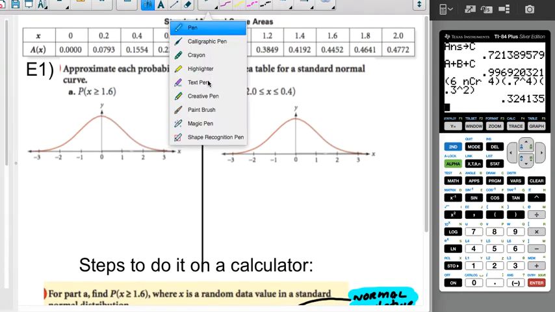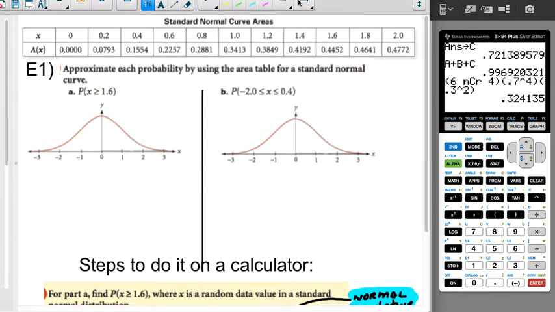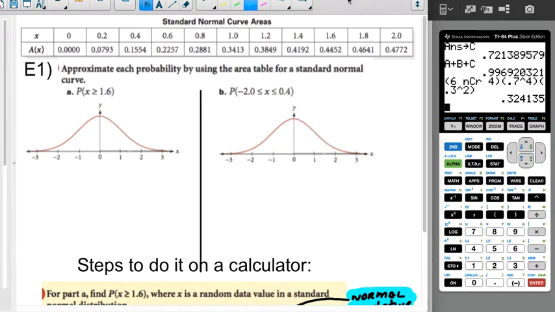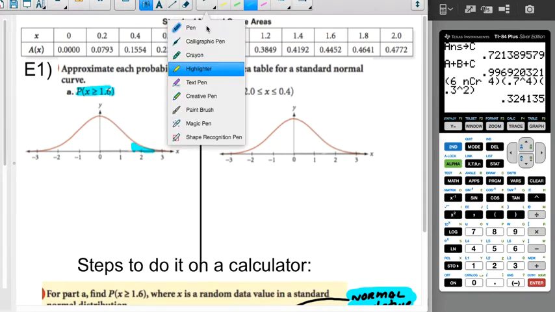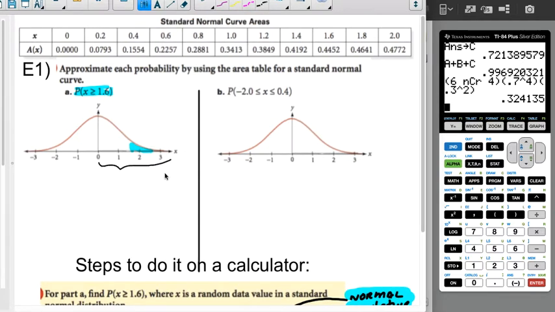Let me switch this to a highlighter for a sec and make it a little bit tinier. So 1.6 or greater, here's sort of 1.6-ish, that's saying this area here. That's the probability of 1.6 or greater. That's the area I would need to find. So here's the argument. I know that this entire side here is 0.5 in area, that whole side. But I was told that this area from 0 up until 1.6 was 0.4452.